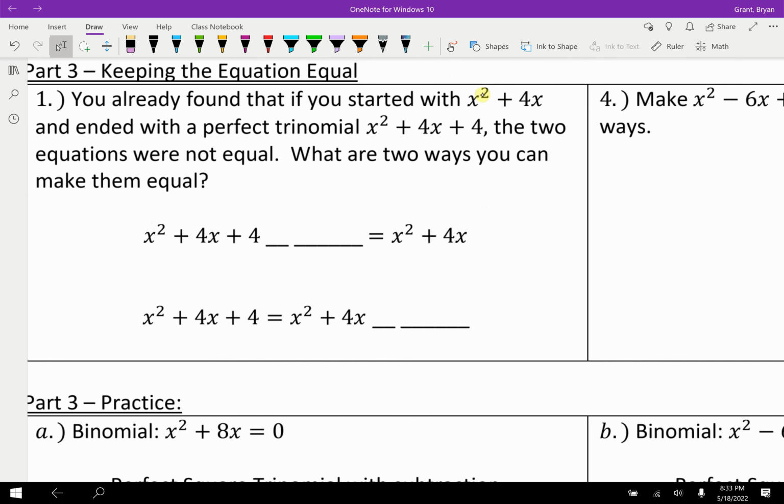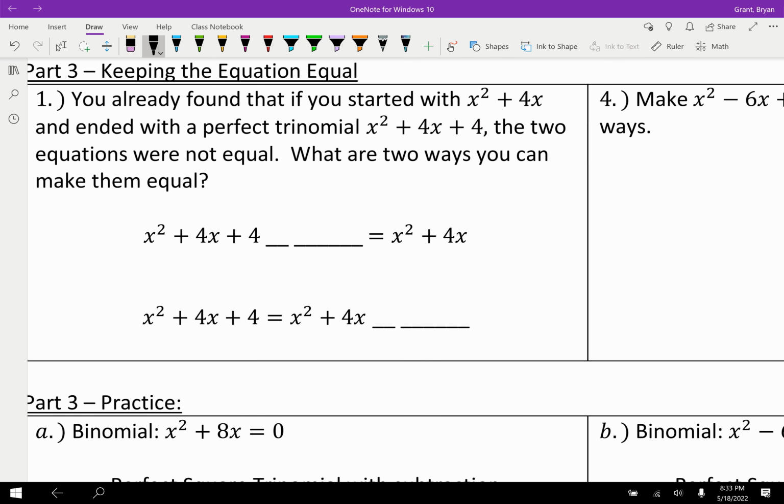We found that if you started with x squared plus 4x, you could end with a perfect square trinomial, x squared plus 4x plus 4. However, those two expressions aren't equal. We can't just start with an equation that has a gap of 4 and then say, oh, well, we'll just give it 4 more. That changes the equation, and in math, we don't like to change equations. We like to keep them equal.